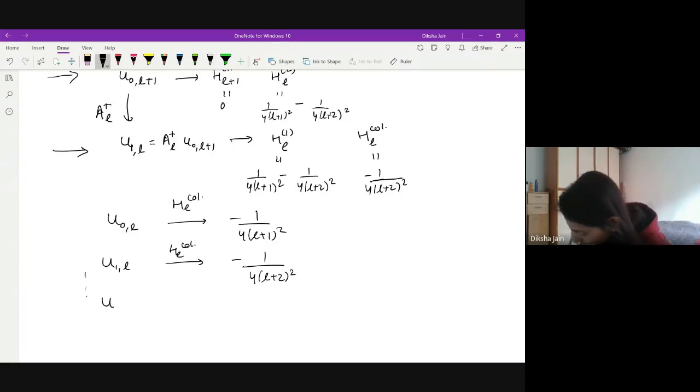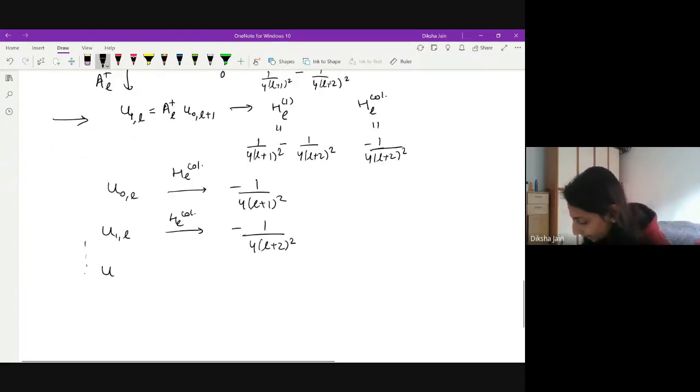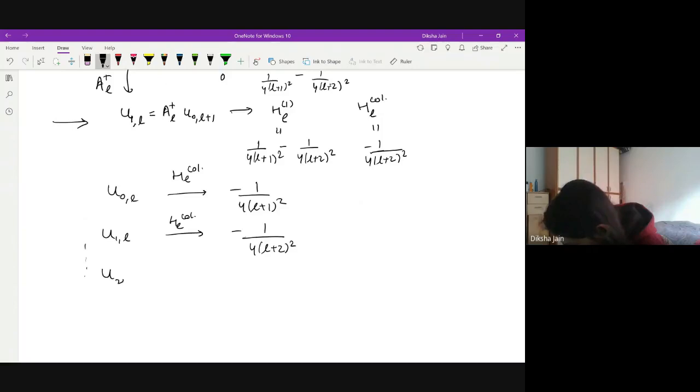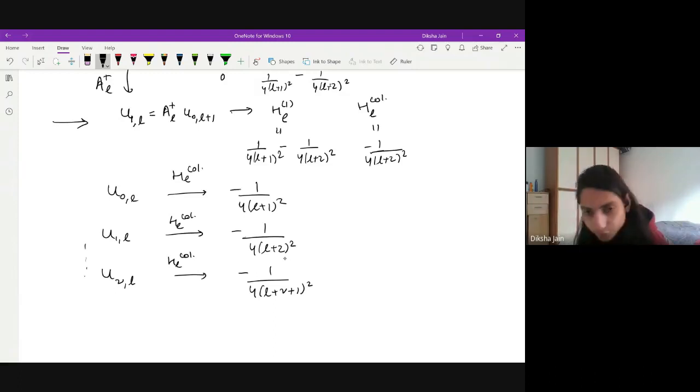Similarly, if you keep on applying this A dagger, you will find that a state at level nu of L will have eigenvalue under H Coulomb given by minus 1 by 4 (L plus nu plus 1) square. With L, for the 0 state, it had just L plus 1. For 1, it has L plus 2. For nu, it will have L plus nu plus 1. Just by induction, you can see that.